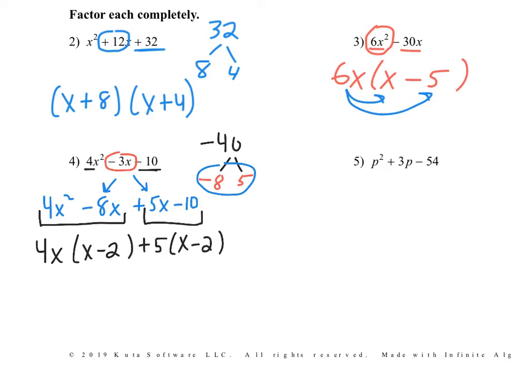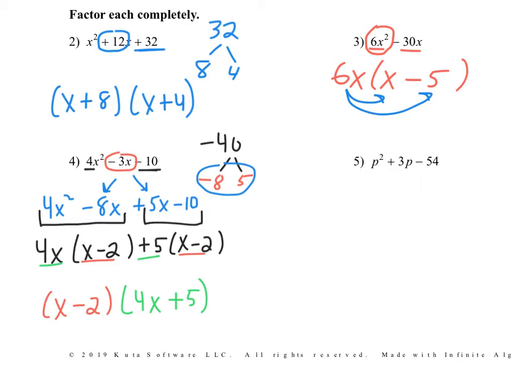Okay, imagine distributing that 5 to those terms. You would get 5x and minus 10. And that's what we wanted to have happen, because now they each share an x minus 2, and when there's a common factor, like x minus 2 or whatever it is, you can bring that out front. And the leftover terms are the 4x plus 5. Okay, and that would be totally factored. That would be the final answer.